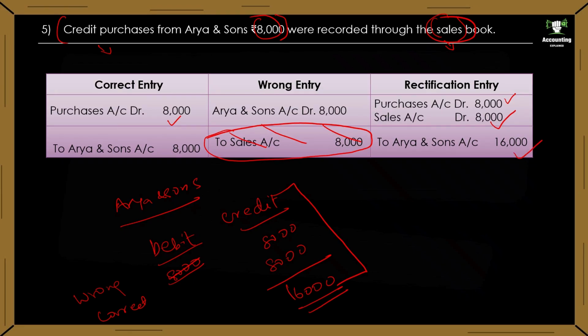Once again, I am telling you the rectification entry is purchases account debit 8000, sales account debit 8000 to Arya and Sons account 16,000.